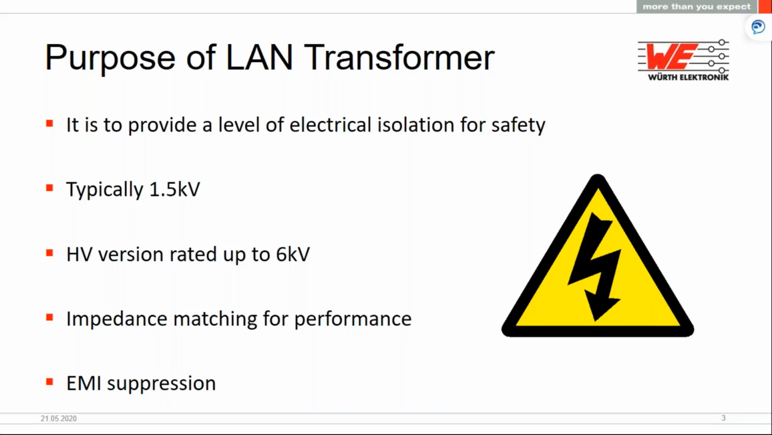This ensures that the output of the transformer has the same impedance as that of the connecting cable in order to maximize the bandwidth. And lastly, a LAN transformer provides EMI separation. Most LAN transformers come with an inbuilt common mode choke, and this choke helps us to reduce the undesired and unwanted noise.